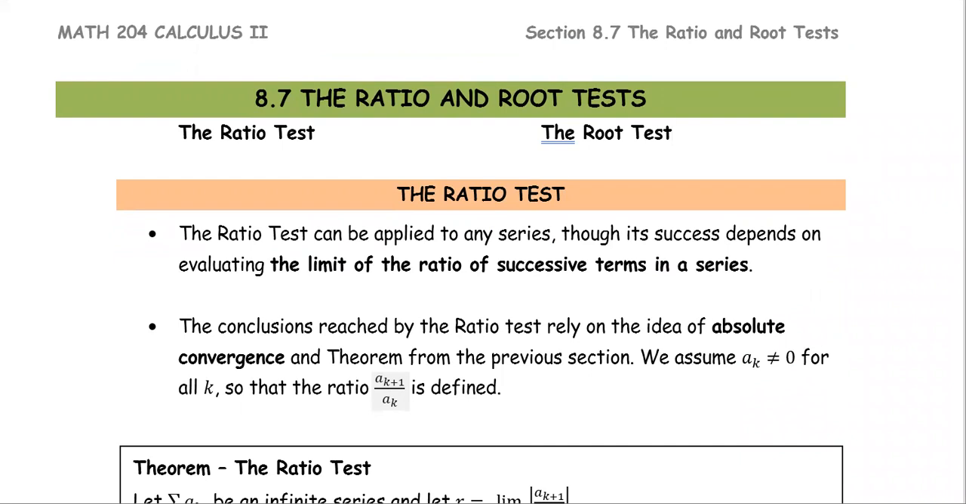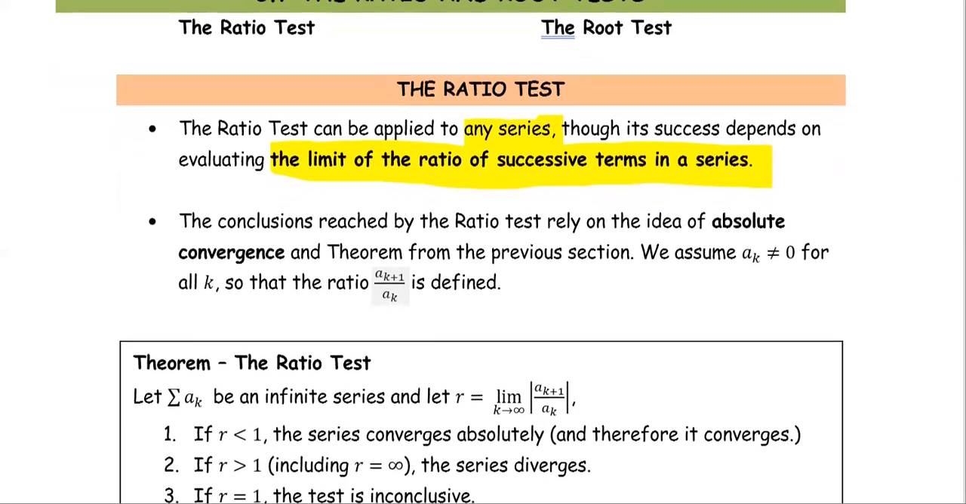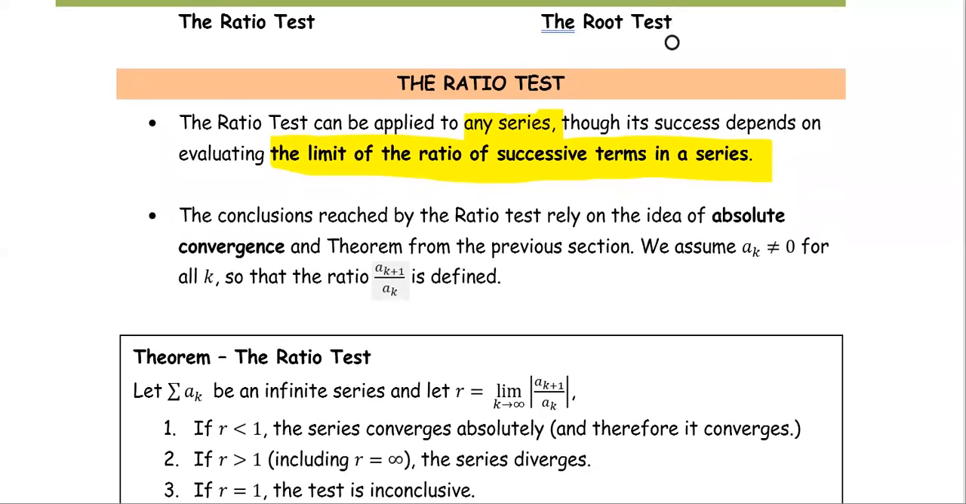The ratio and the root test. The ratio test can be applied to any series. Since we are looking for the value of the limit of the ratio of successive terms in a series, the conclusion reached by the ratio test relies on the idea of absolute convergence and the theorem from the previous section. Assume a_k is not equal to 0 for all k. So then the ratio a_{k+1} over a_k is defined.